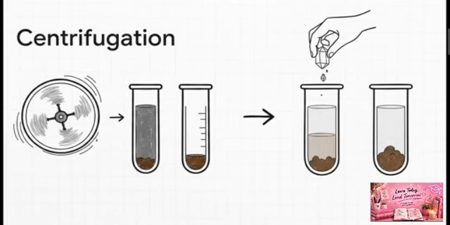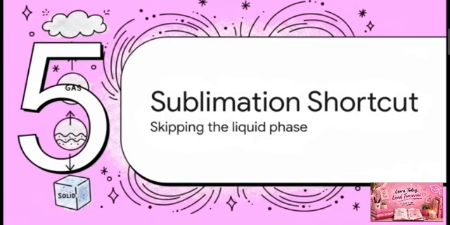We drop in a chemical called alum, also known as Fitkari. The alum basically acts like a magnet, forcing all those tiny, annoying, floaty mud particles to clump together. Once they form a heavy enough clump, they drop straight to the bottom, and you can just pour off the perfectly clean water. Finally, Section 5, the sublimation shortcut, skipping the liquid phase entirely.